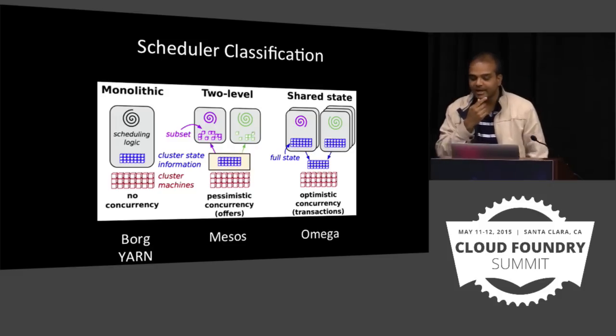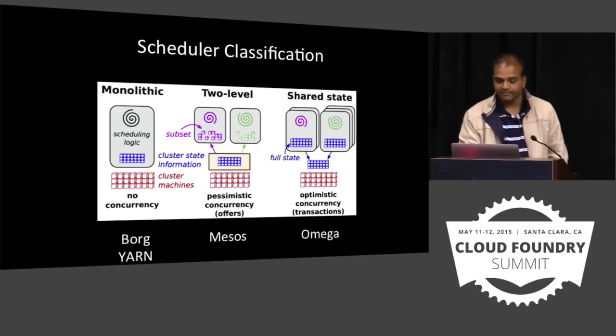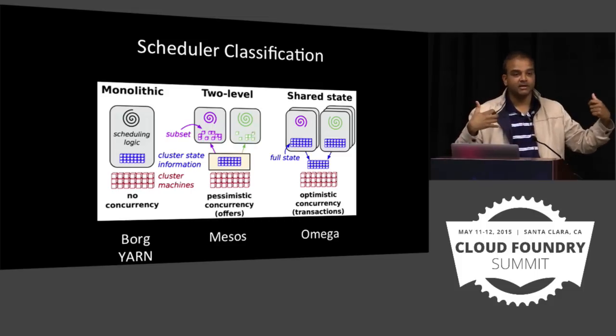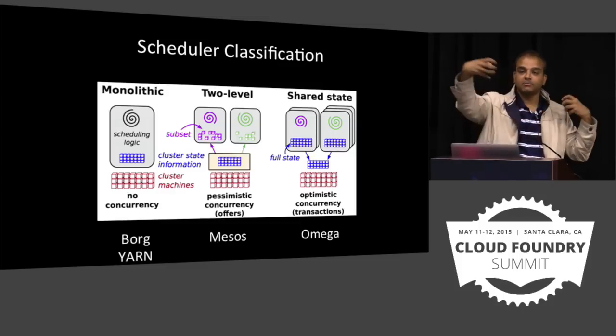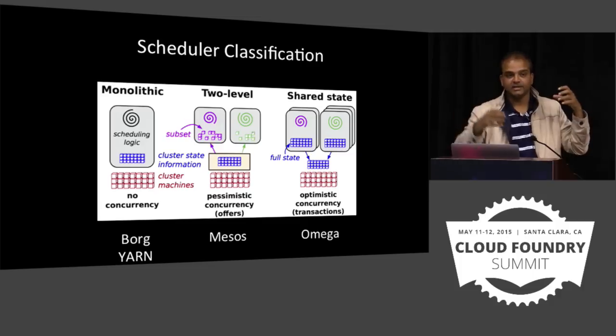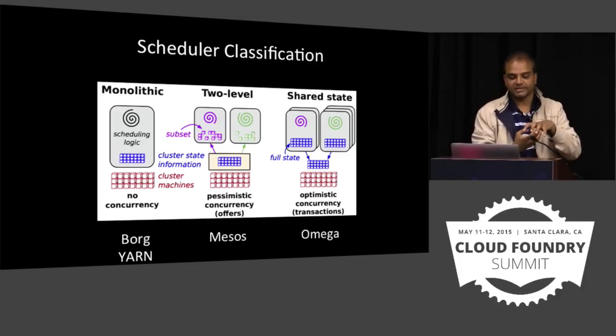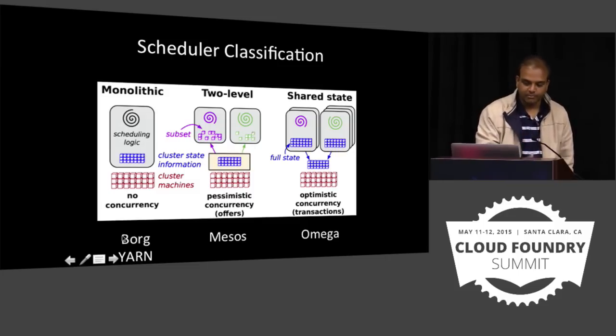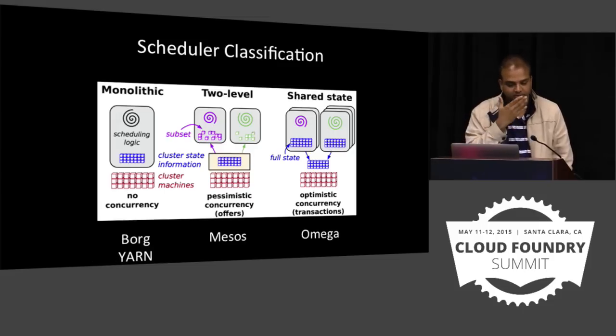So they went and created Omega, which actually is a very interesting paradigm, wherein they kind of distribute the state, and that's why the shared state. So you have the option to have multiple schedulers, but the state is maintained not just in one place, but it's kept in many. So you don't have the problem of a two-level scheduler, and you don't have the problem of a monolithic scheduler, right? So that's kind of the evolution of how you went from Borg to Omega to Mesos.